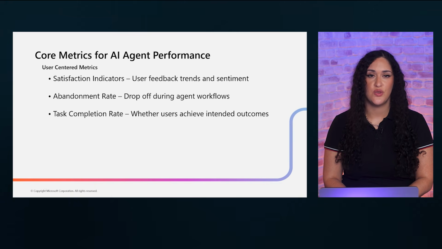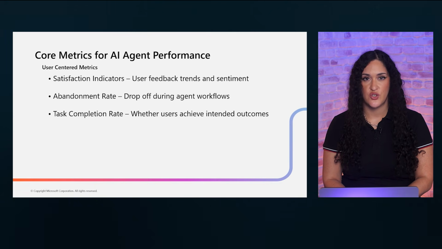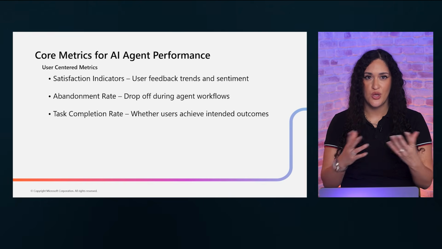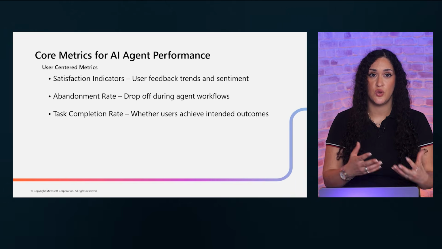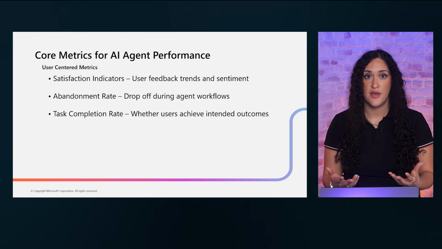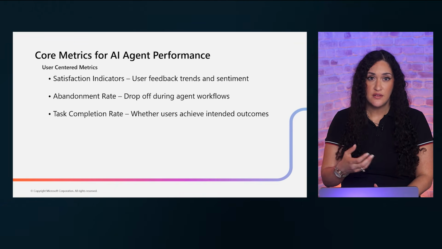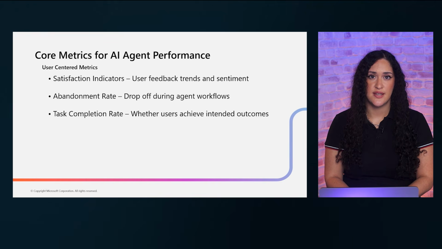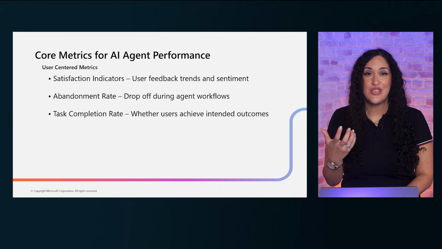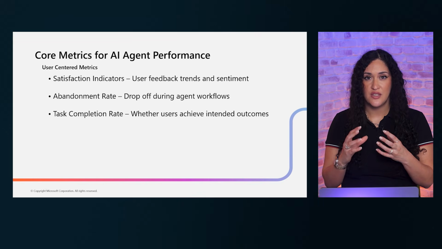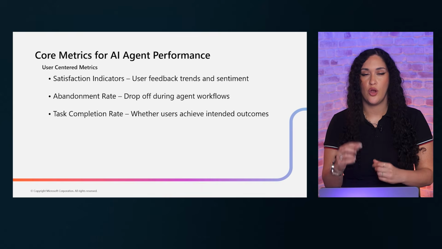User-centered metrics tell you the human side of the story. Satisfaction indicators come from user feedback trends and sentiment analysis. Happy users come back. Frustrated users can stop using the tool. Abandonment rate measures drop-off during agent workflows. If users consistently bail at step 3 of 5 in a process, something at step 3 is broken or confusing. Task completion rate tells you whether users actually achieve what they set out to do. Here's an important best practice. Combine these user metrics with your operational and quality metrics.